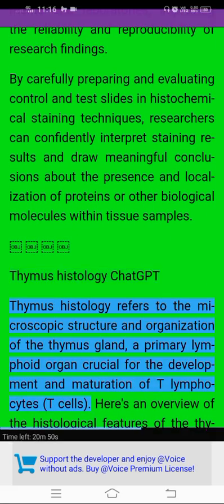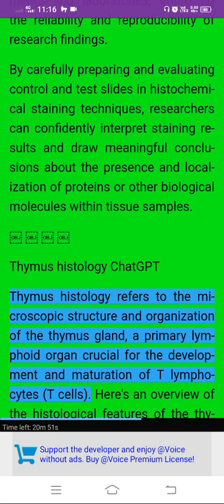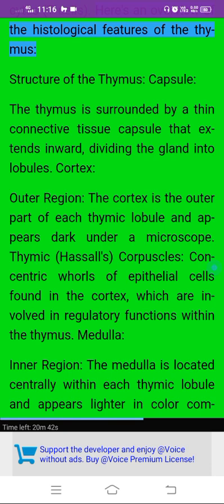Thymus histology. Thymus histology refers to the microscopic structure and organization of the thymus gland, a primary lymphoid organ crucial for the development and maturation of T lymphocytes, or T cells. Here's an overview of the histological features of the thymus. Structure of the thymus, capsule. The thymus is surrounded by a thin connective tissue capsule that extends inward, dividing the gland into lobules.